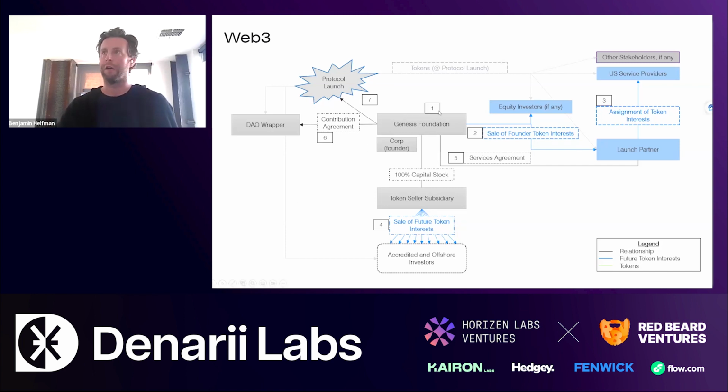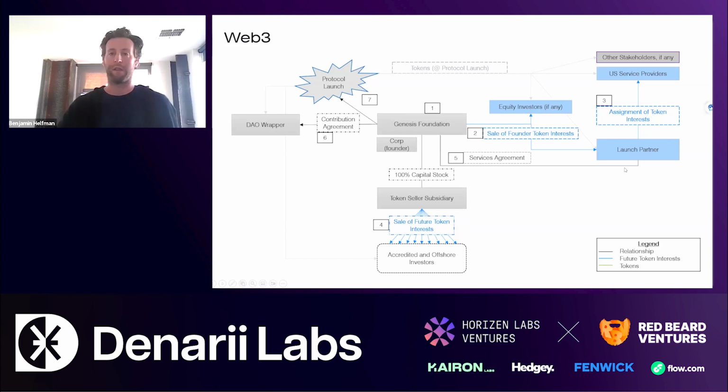And so the flow is, given that the Genesis Foundation here is the entity that's responsible for deploying the smart contract that creates the tokens, a contribution of the token rights from Genesis Foundation down to the token seller subsidiary. The token seller subsidiary subsequently sells those token rights to the launch partner, which is your Delaware corporation. And to the extent that there are investors that have rights to participate in the founder round, the token seller subsidiary will also sell some of those token rights to those investors.